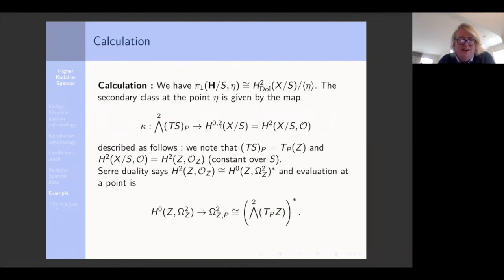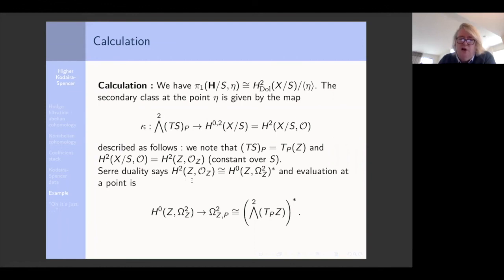I think I put that because that was the calculation I wanted to do. So the tangent space of S at the point P is, since S is equal to Z, just the tangent space of Z at the point P. And so I should have a P here again. H^2 of X over S with coefficients in O is just H^2 of Z. It's a constant sheaf over S. So anyway, sorry about that. The fiber of that over the point P is always just going to be H^2(Z, O_Z).